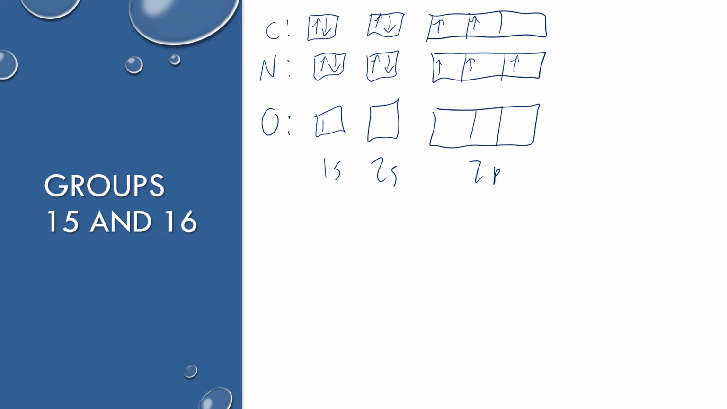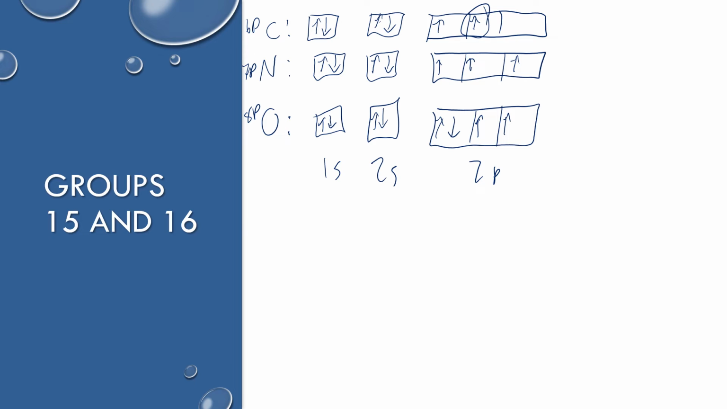Oxygen has 8. Carbon has 6 protons, nitrogen has 7 protons, oxygen has 8 protons. So if you were following the normal trend, you would expect carbon to have the lowest first ionization energy and oxygen to have the highest first ionization energy. Carbon is the lowest in this case to remove its first electron.